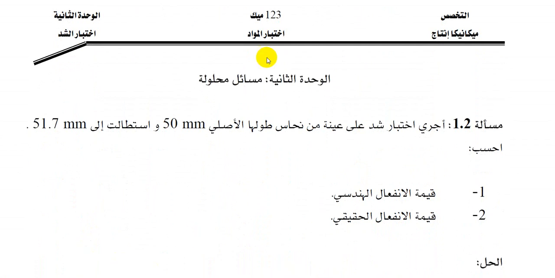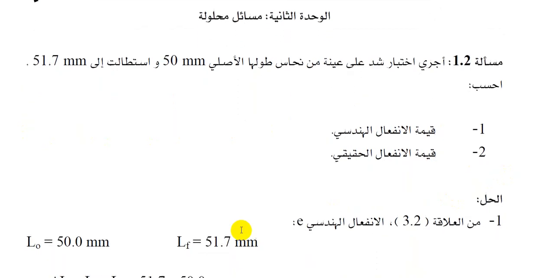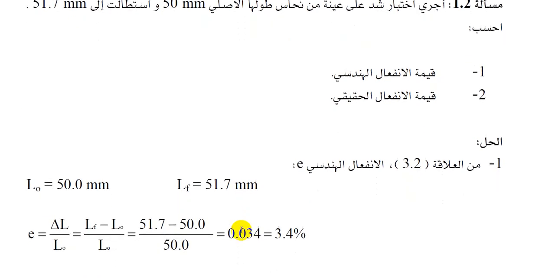بسم الله الرحمن الرحيم. Chapter 2. Solved examples. يعني مسائل محلولة. Example 1.2. A tensile test was conducted on specimens with an original length of 50 mm, elongated to 51.7 mm. Calculate the following. 1. Calculate the engineering nominal strain value and the true strain value. يعني قيمة الانفعال الهندسي الاسمي وقيمة الانفعال الحقيقي.